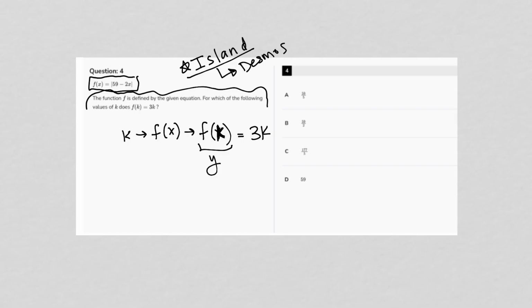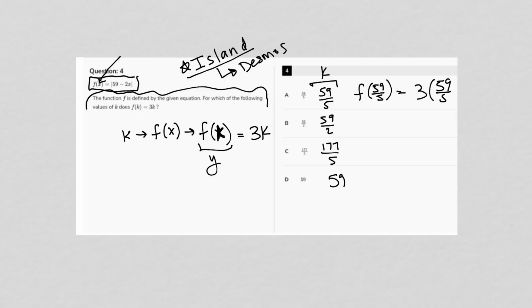And I know that's a lot, but here's the idea. All of our answer choices, and I know it's small print: choice A says 59 fifths, choice B says 59 halves, choice C says 177 fifths, and choice D just says 59. These are all possible k values, is how you want to think about it. So the question is, if you had f of 59 fifths, meaning that the x here is replaced by 59 fifths, would the answer be 3 times 59 fifths? That's basically the question that we're asking for each of our answer choices.